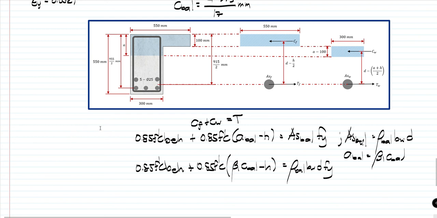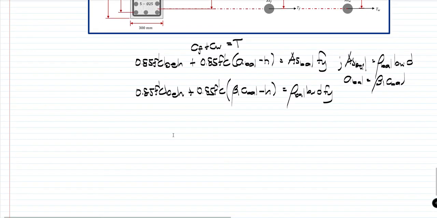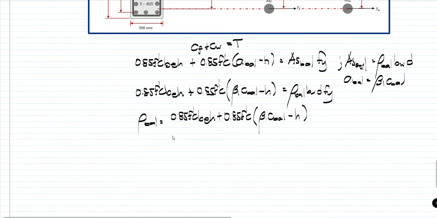Then calculating the value for raw balance, so yung BWD FY will be divided on both sides. So para maging raw balance na lang is equal to 0.85 F prime C BEH plus 0.85 F prime C beta 1 C balance minus H over BWD FY.